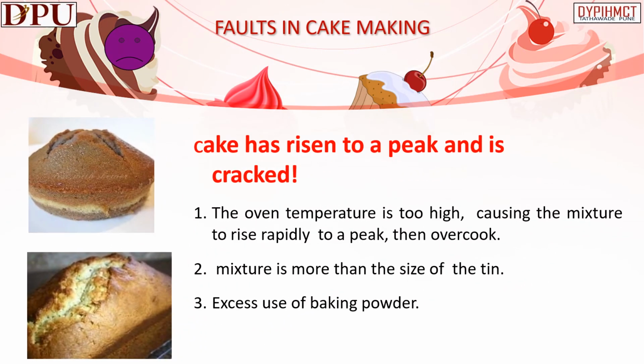Here onwards, we shall see the cake faults and the reasons behind them. First fault is, cake has risen to a peak and is cracked. This is because the oven temperature is too high, causing the mixture to rise repeatedly to a peak, then overcook. Or there is too much mixture for the size of the tin. Sometimes, if strong flour is used, the cake rises and cracks at the center. Excess use of baking powder also causes the same fault.